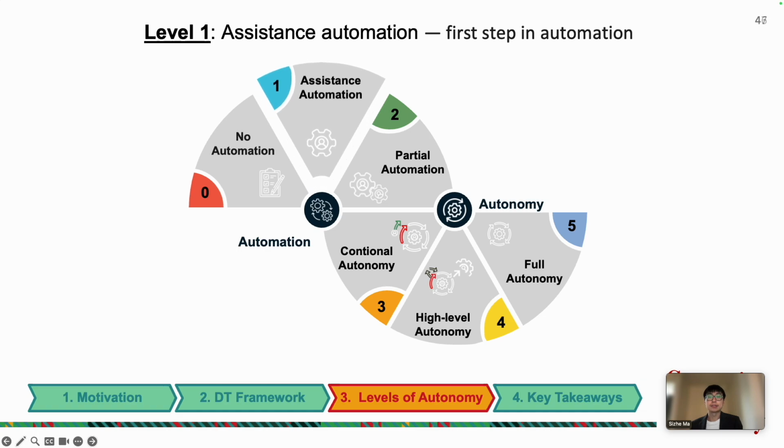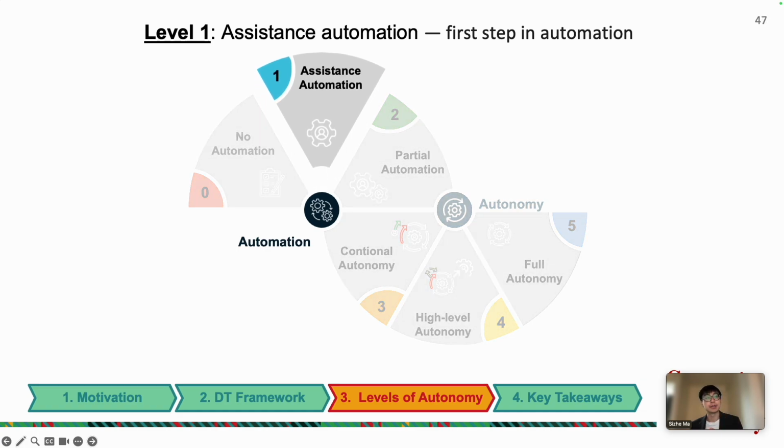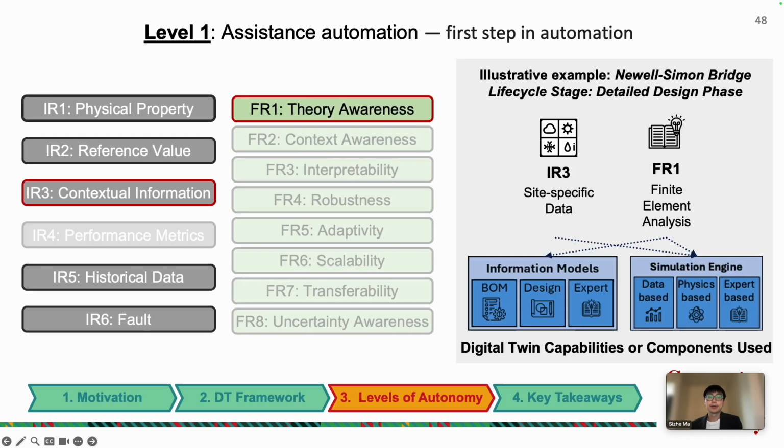And when we reach the second stage is where we reach assistance automation. So within assistance automation, basically only one predictive maintenance function is automated, and humans still control most of the decision-making process. And at this level, since the digital twin, like we said, is developed incrementally throughout its life cycle, we will also develop its requirements incrementally. So what that means is on top of the 4 requirements from level 0, we'll have 2 additional requirements marked in red, which are the contextual information and theory awareness.